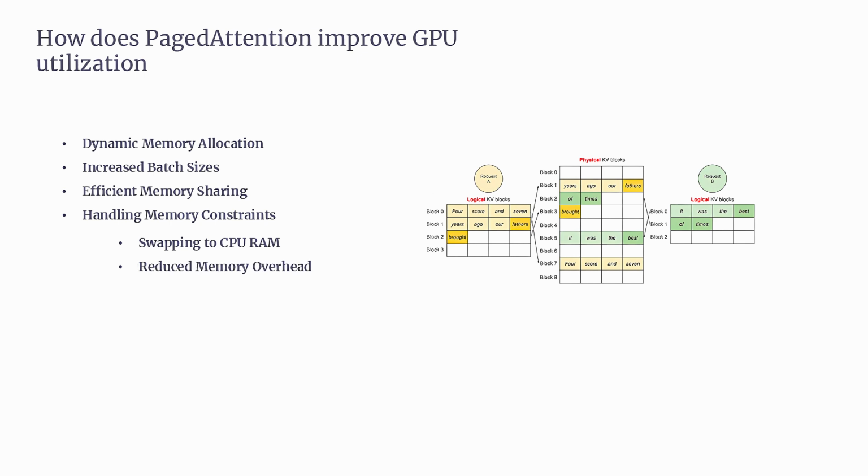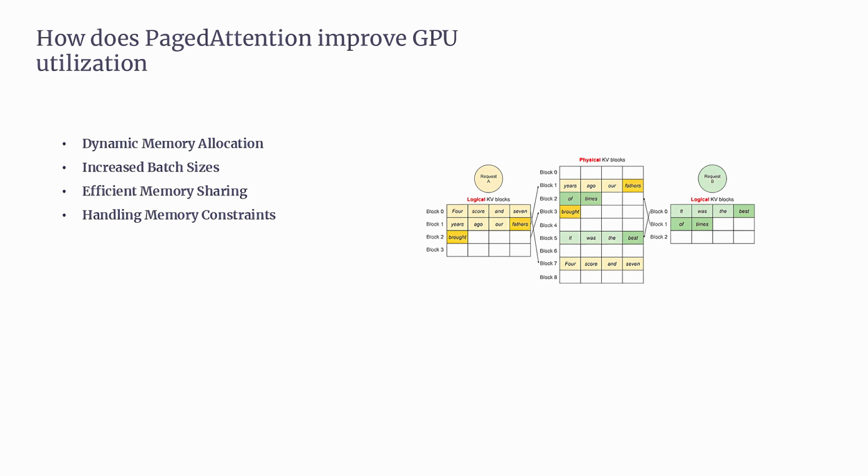2. Reduced memory overhead. Paged attention also reduces memory usage associated with complex tasks, such as those required for algorithms like beam search. By cutting down on the memory overhead by as much as 55%, it makes the GPU more efficient during these intensive operations.